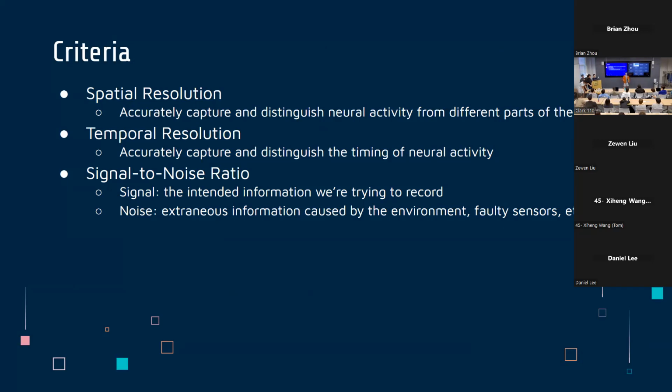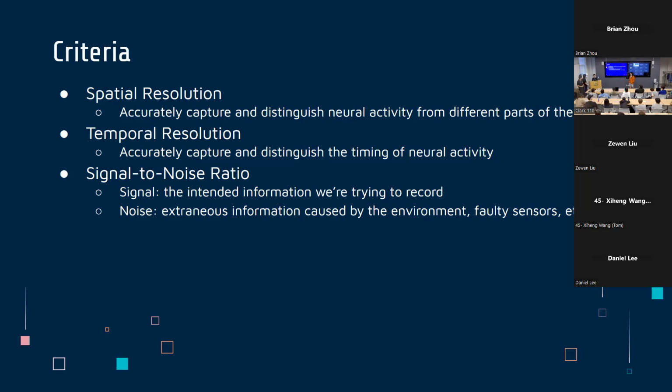Next is temporal resolution, which is when the timing of neuroactivity happens. If I move my arm up and I'm recording my brain, what neuroactivity is correlated with me moving my arm up? And signal to noise ratio is really important because these sensing modalities don't only record the signal you want, they also record a lot of noise and things you don't want. Things like power lines get picked up by the sensor. So these are the 3 criteria we're going to be looking at.